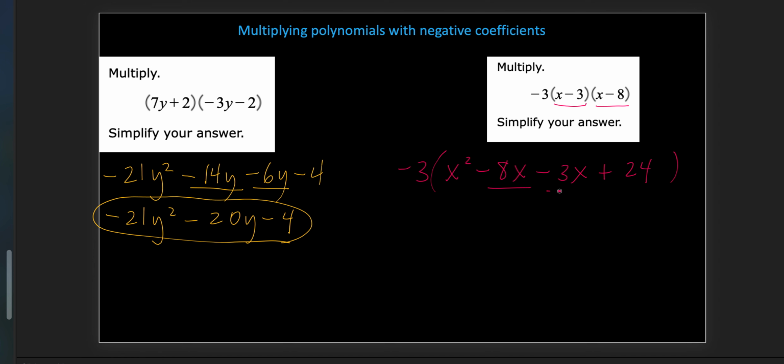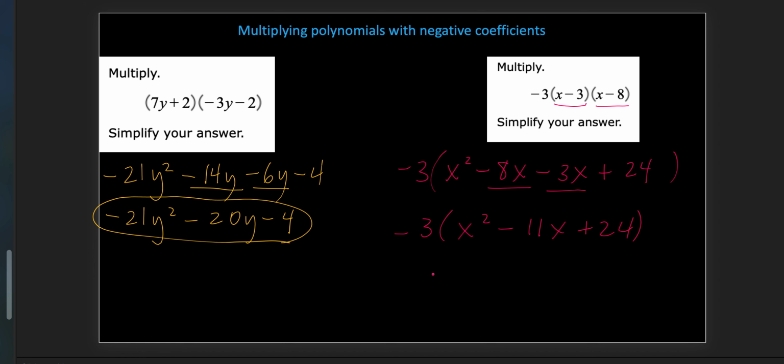Now these are alike, so I'm going to combine those and show what the problem looks like so I can see that. So x squared minus 11x plus 24. Now I can see I have to distribute that negative 3 to each term inside the parentheses.